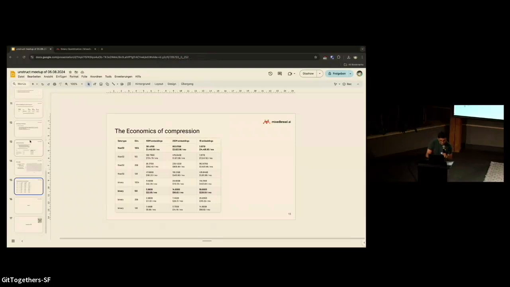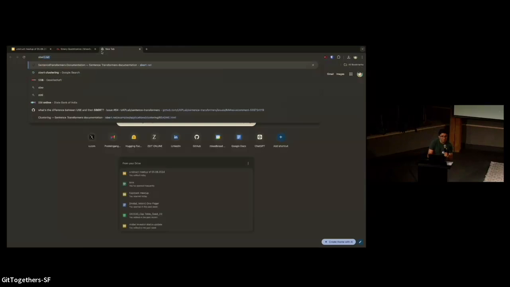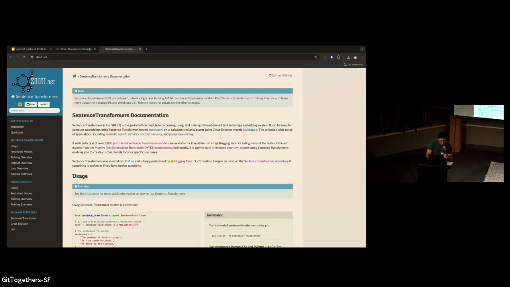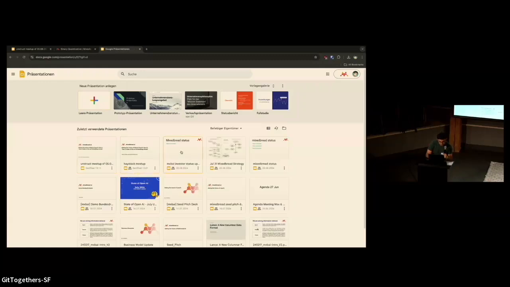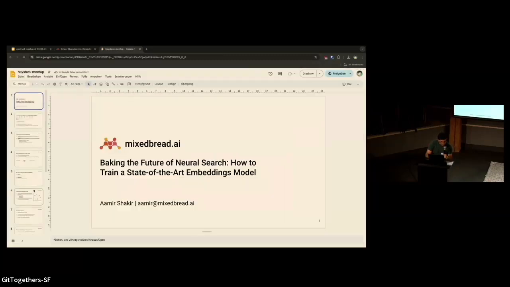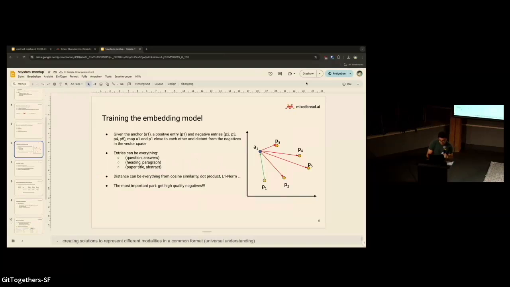Okay, my most important slide is gone, so I will just improvise now and open up an old one. Super. From an old meetup with Haystack, and explain it through that.